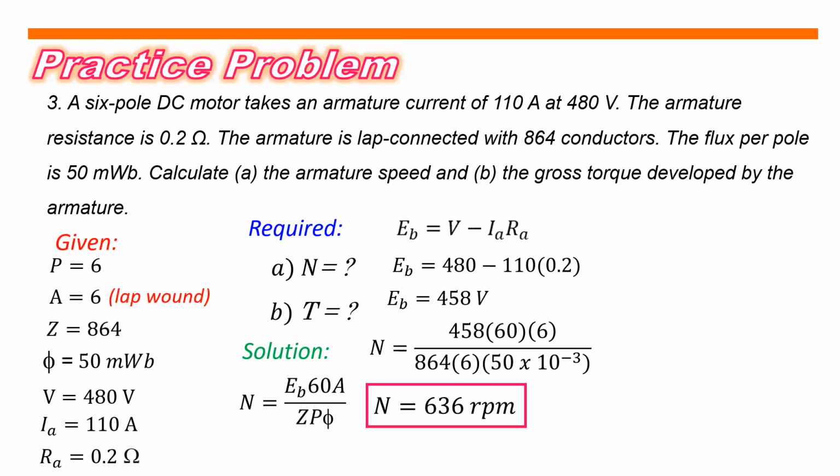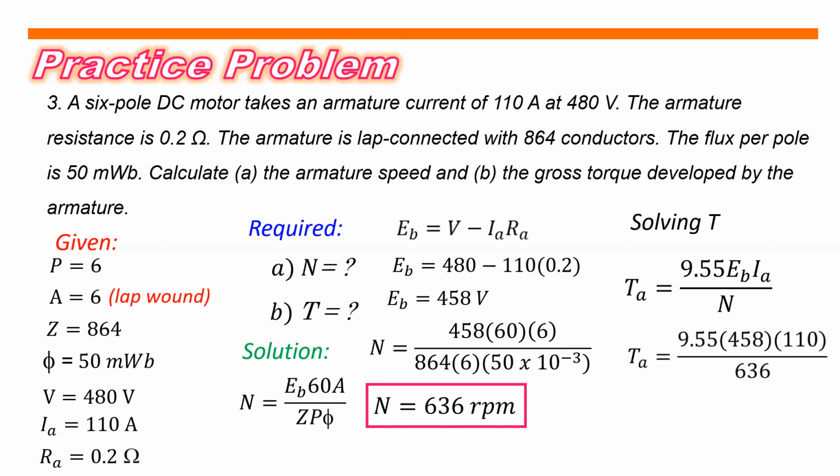And for letter B, to solve for the gross torque, we will use the equation 9.55 multiplied by the back EMF multiplied by the armature current all over the speed. So substituting all the values in our given equation, then the armature torque developed is equal to 756.5 Newton meter.